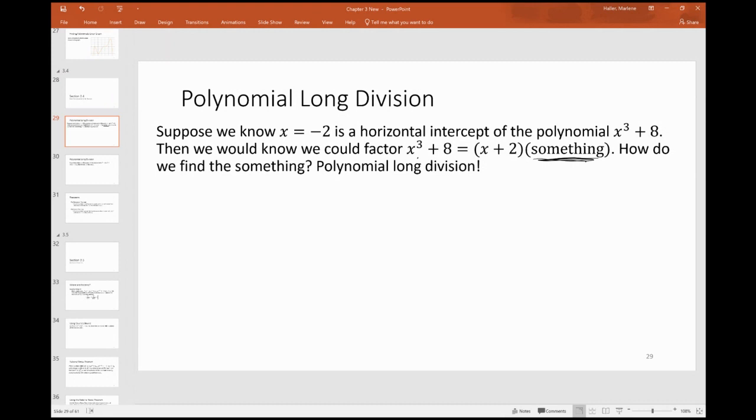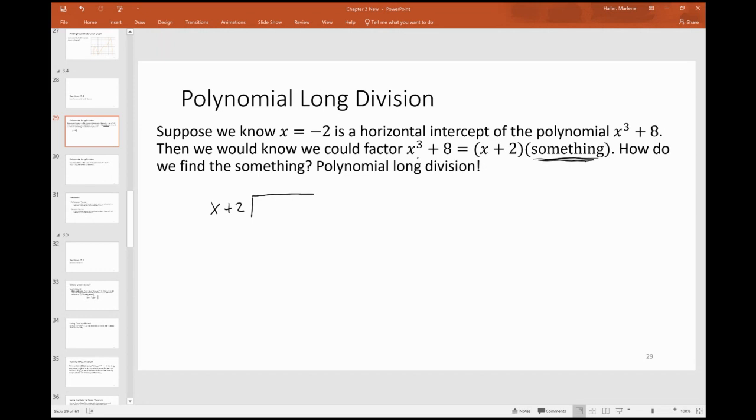You could also use synthetic division. I think your text has some examples of synthetic division. If not, you can Google it. I don't like synthetic division, so I'm going to use polynomial long division, and that's what I'm going to show you now. For polynomial long division, we want to set up the division problem. X equals -2 is the intercept, so x plus 2 is the factor. So we're going to be dividing our polynomial x cubed plus 8 by x plus 2.